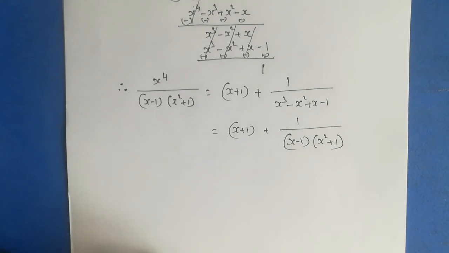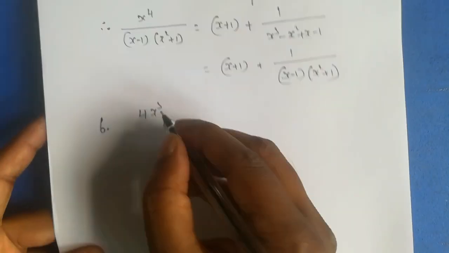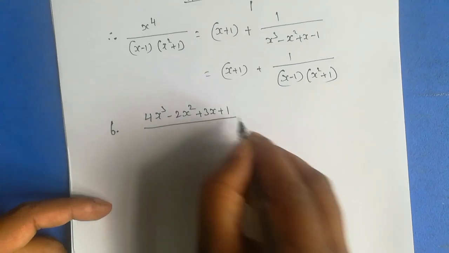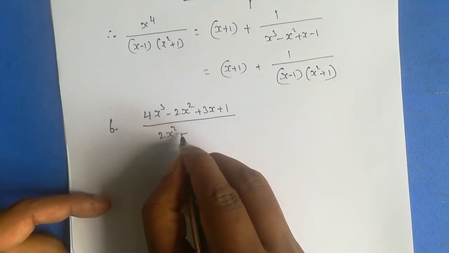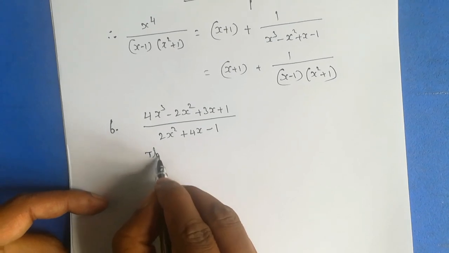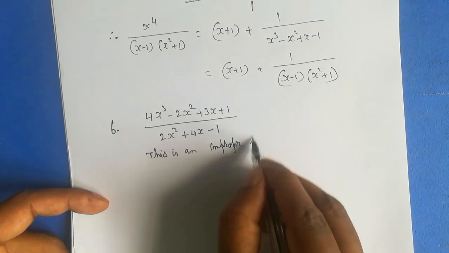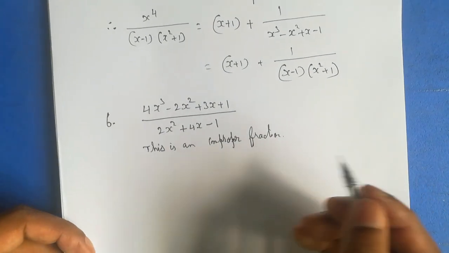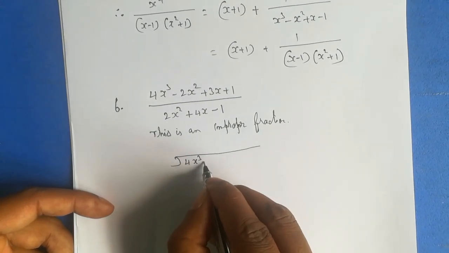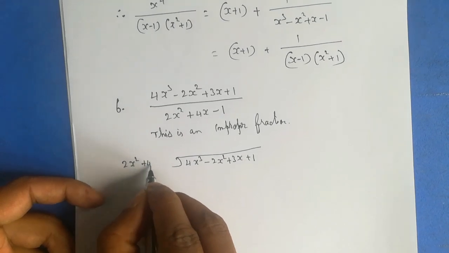Now we'll see the sixth problem. 4x³ − 2x² + 3x + 1 divided by 2x² + 4x − 1. Degree is 3, degree is 2. This is an improper fraction. Now we'll divide this. Numerator 4x³ − 2x² + 3x + 1. Denominator is 2x² + 4x − 1.